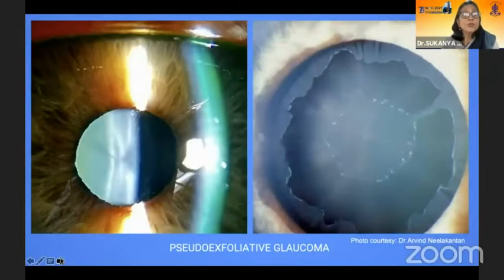It is important to do this slit lamp examination both in the dilated and in the undilated condition, especially because certain features may become very much more obvious. In pseudo-exfoliative glaucoma, if you dilate the pupil, you will see the classical bullseye pattern of fibrillar deposits on the anterior capsule, and this might not be so obvious if it's not dilated.